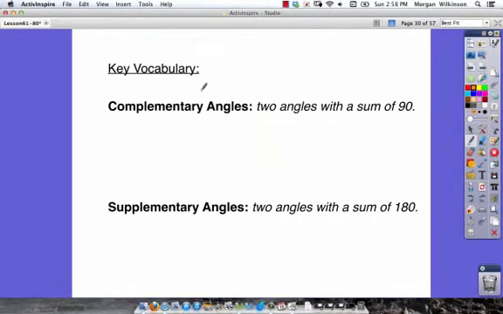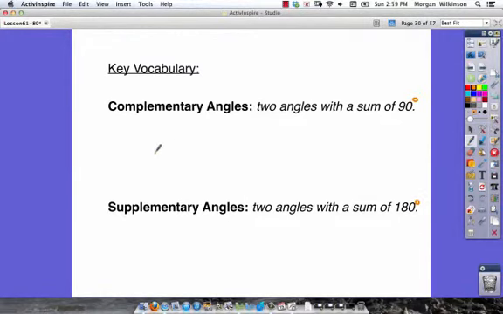We've got some key vocabulary. Please take a moment to copy this down. Complementary angles are two angles with a sum of 90 degrees. And supplementary angles are two angles with a sum of 180 degrees. If you didn't pause a moment ago and you need more time, please pause now.